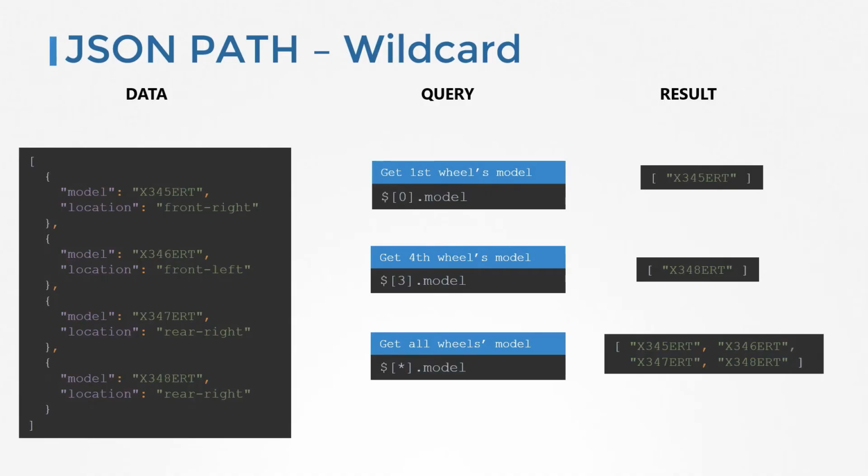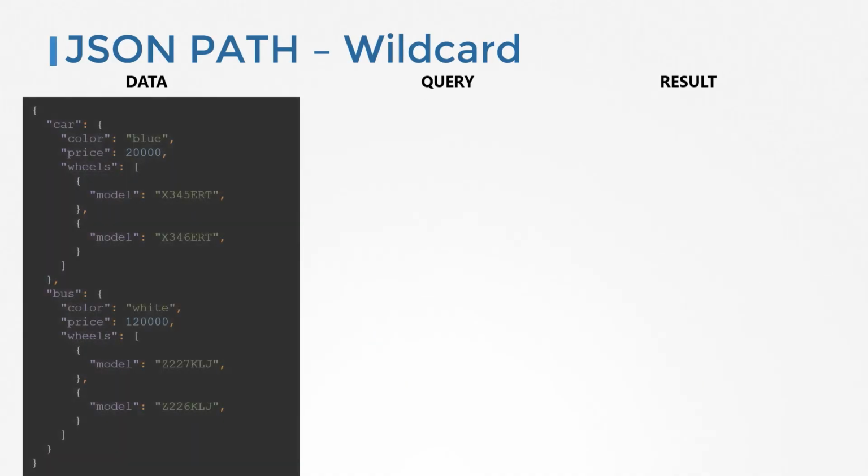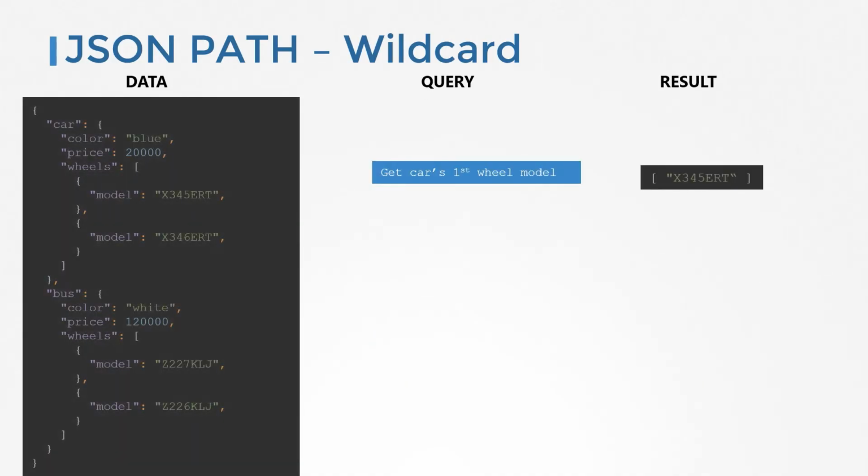Let us try to mix the two now. I have a dictionary of car and bus, and each of them have information about two wheels. I have removed the details about the other two wheels and their location to save space on the screen. The JSON document at a top level is a dictionary with two child dictionaries, car and bus. Within the car and bus dictionary, we have wheels, which is a list with information about two dictionaries, each containing model.